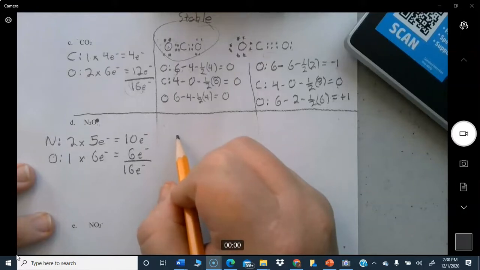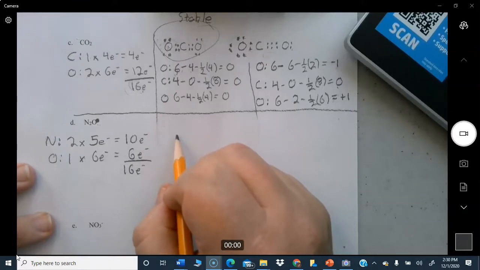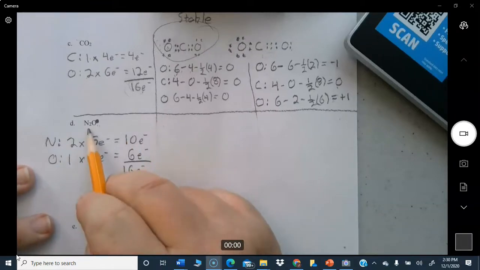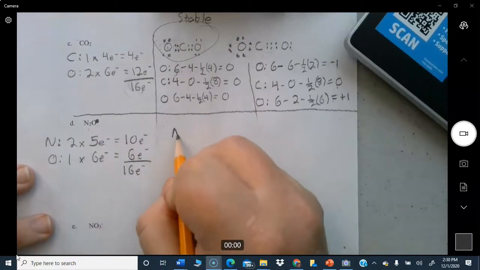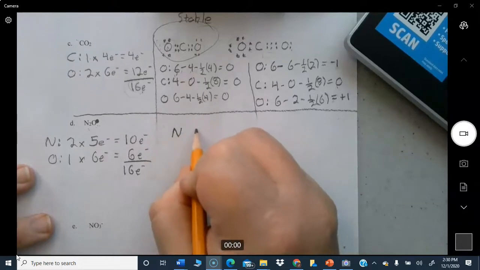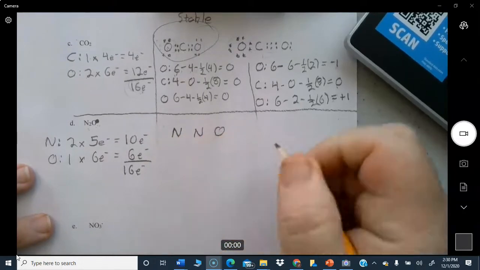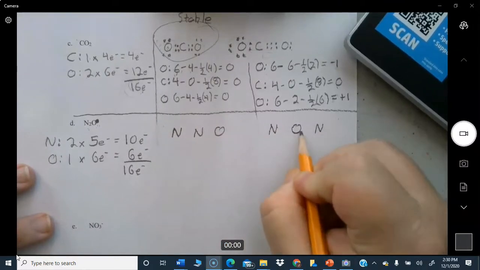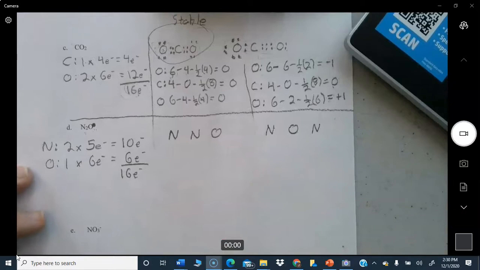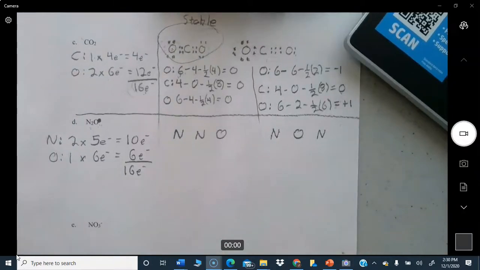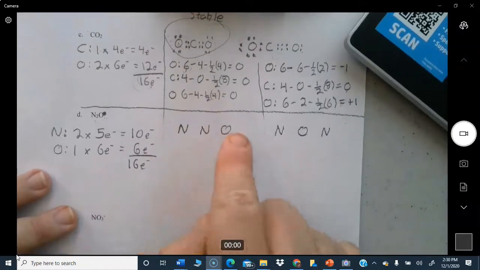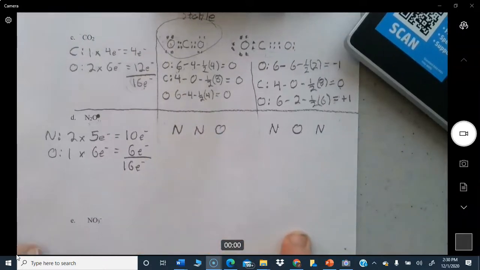Nitrogen is less electronegative than oxygen, so it should go in the center. But let's try both. Let's try this, and let's try this, which looks more balanced, but oxygen is a more electronegative element, so it shouldn't go in the center. Let's say we're not sure which of those 2 configurations. There's no other possibility. If we put the 2 ends over on this side, that's the same as this. So those are our 2 possibilities. Let's see which one works.